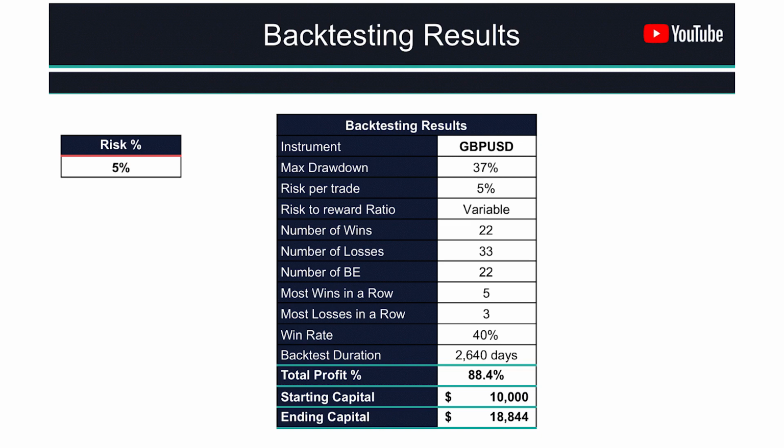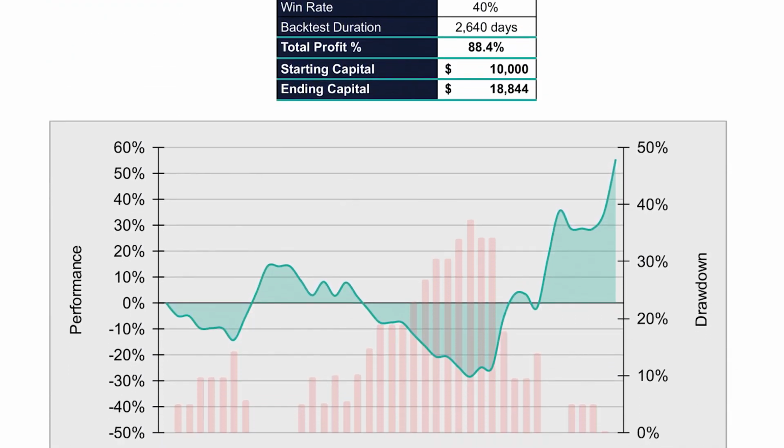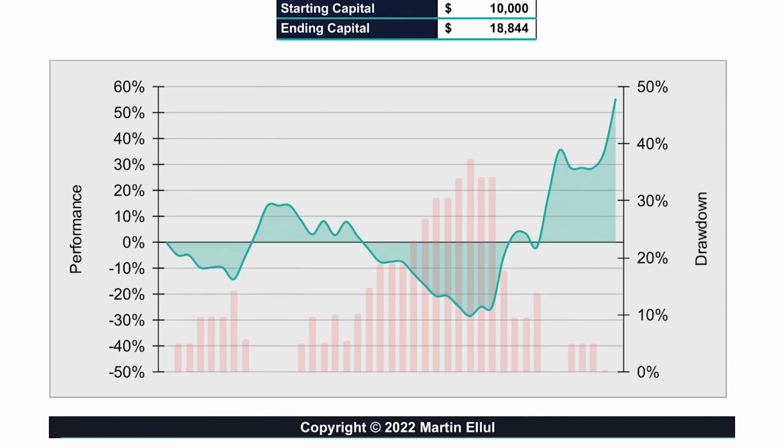So the total profit is 88.4% on the account. So if you would have started with $10,000, you would have ended up with $18,844 after 2,640 days, which is about 7 years. So as you can see from the chart, the drawdown is quite high. This strategy works best in trending markets.